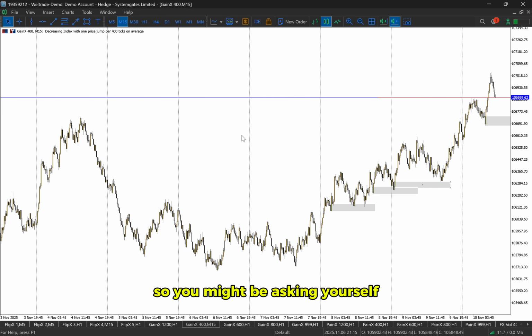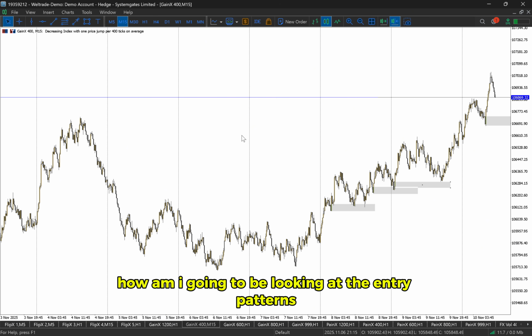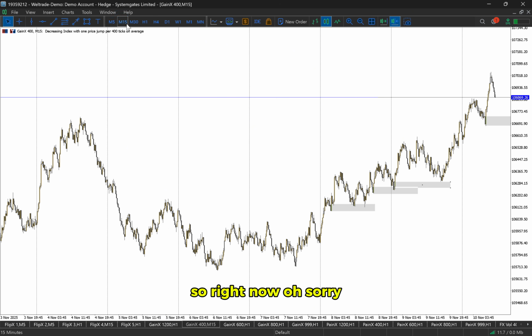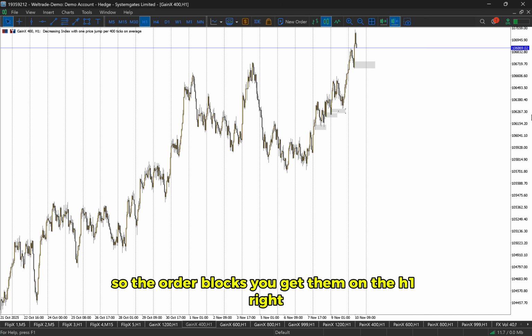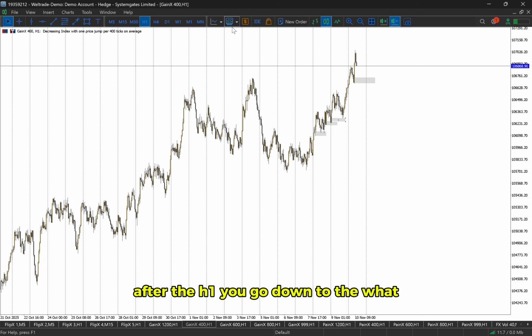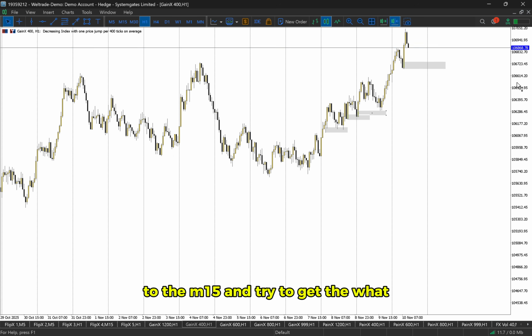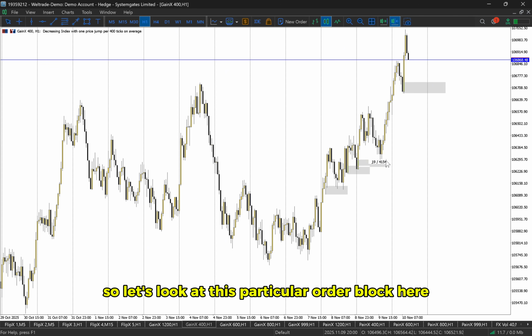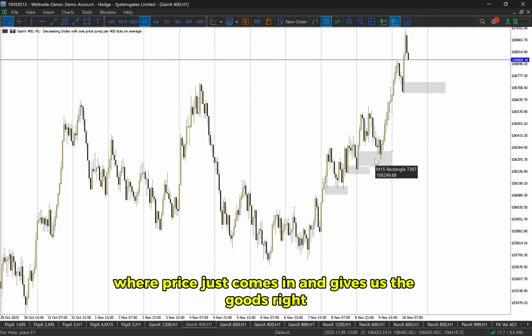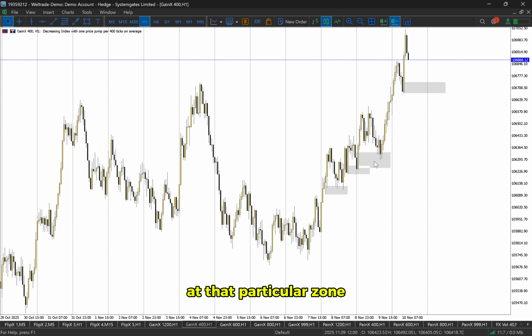So you might be asking yourself, how then do I enter these trades? How am I going to be looking at the entry patterns? So right now, oh sorry, I thought I was on the H1. The order blocks, you get them on the H1, right? After the H1, you go down to the M15 and try to get the trades. So let's look at this particular order block here on the H1, where price just comes in and gives us the goods right at that particular zone.